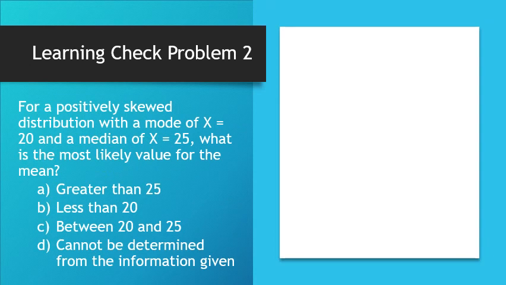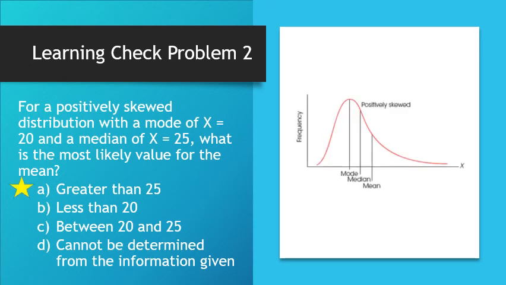Here's learning check 2. For a positively skewed distribution with the mode of x equals 20 and a median of x equals 25, what's the most likely value for the mean? Well, let's think about this problem. The answer would have to be greater than 25. Because if the mode is 20, remember that's where the body is, and the mean is pulled the opposite direction, closer to the tail. So if the median is 25, that means the tail and the mean are going to have to be much greater than that. Okay, so it's going to be greater than 25.